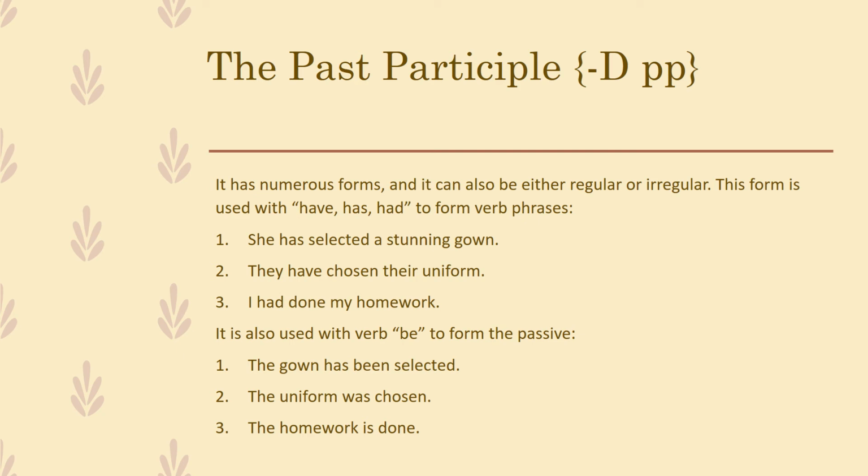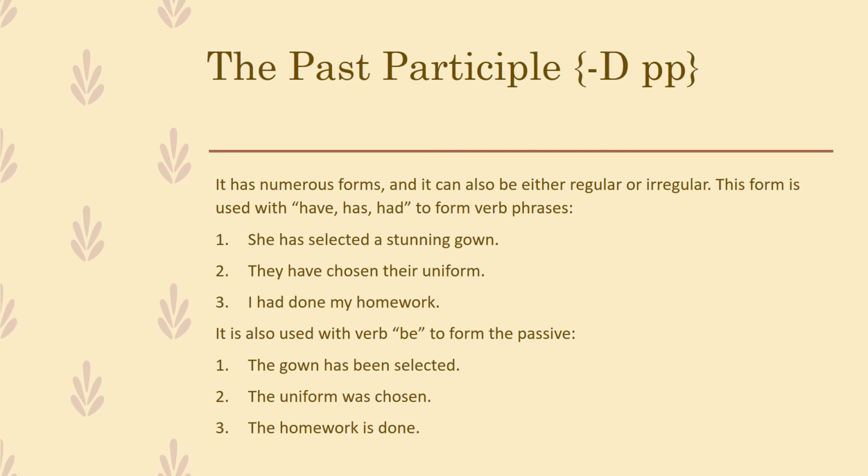For example, of course, in the present perfect and the past perfect. For example, she has selected a stunning gown. They have chosen their uniform. I had done my homework. You see, the verb is what? In the past participle.